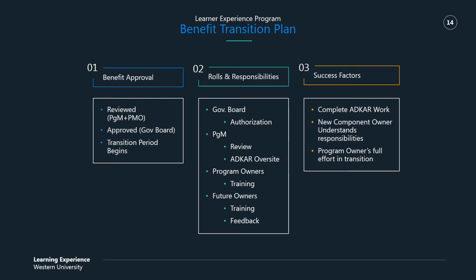Our success factors include completed ADKAR work, as we've been talking about. The new component owner understands all their responsibilities, and then the program owners, the owner of the benefit on the program side, gives their full effort on the transition. So we want to make sure that this transition period isn't looked at lightly by the program benefit owner. They need to train the operations people and put just as much effort into that as they did into obtaining the initial benefit.